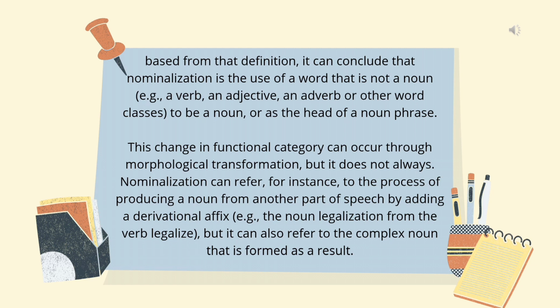This change in functional category can occur through morphological transformation, but it does not always. Nominalization can refer, for instance, to the process of producing a noun from another part of speech by adding a derivational affix, for example the noun legalization from the verb legalize. But it can also refer to the complex noun that is formed as a result.